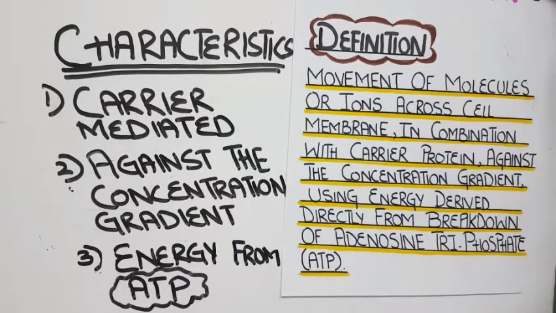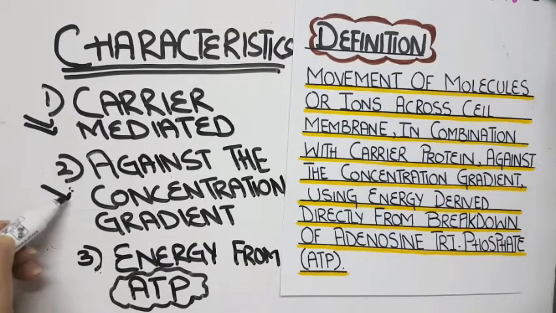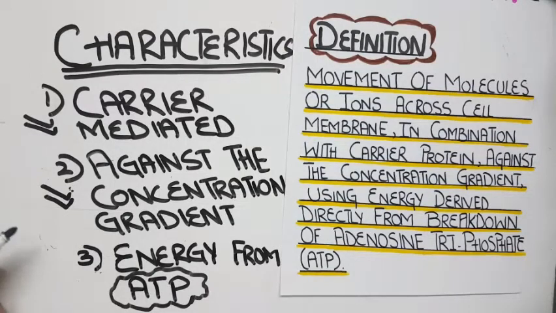This definition shows us the different characteristics of primary active transport. Number one is that it is carrier mediated. Second is that the movement of molecules or ions is against the concentration gradient. And third, and the most important characteristic which differentiates primary from secondary active transport, is that here in primary active transport, energy is derived from the breakdown of ATP.